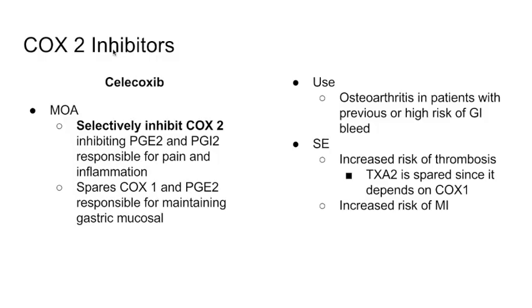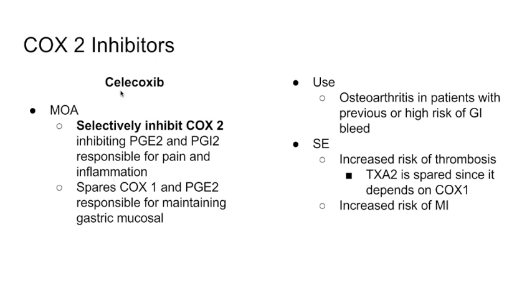Now specifically we can talk about the COX-2 inhibitor. The main one is celecoxib, and the idea is that it selectively inhibits COX-2. So it actually spares COX-1 and the prostaglandins responsible for maintaining the gastric mucosa, but it inhibits prostaglandin E2 and I2, which are responsible for pain and inflammation.